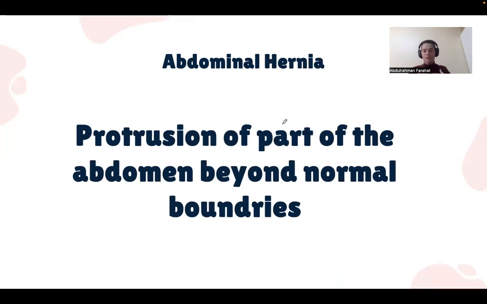So the abdomen, we said, extends from the xiphoid process, from the diaphragm, from the lower thoracic cage, all the way down to the pelvic inlet, right? So that's where the abdomen spans. Any protrusion out of these borders is called an abdominal hernia.